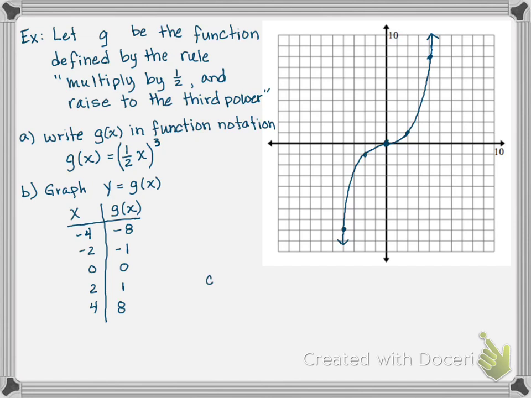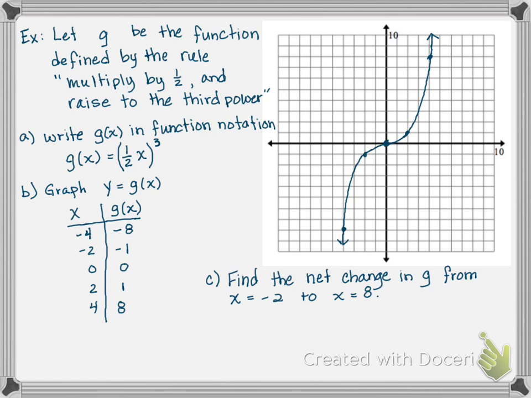Let's find the net change in G from x equals -2 to x equals 8. And now that we have a graph, I just kind of wanted to show you how net change corresponds to the graph of the function.